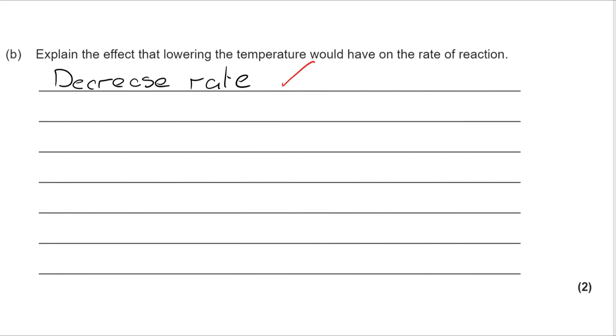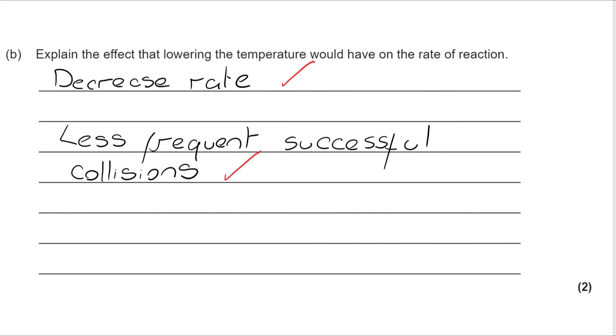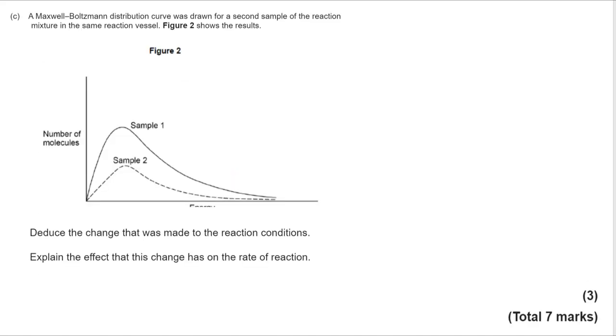Now, when you're explaining why, be very, very careful. We're not just saying there are less successful collisions. We need to talk in terms of the frequency of successful collisions. And that's what gets you to mark number 2. And then we move on to part C.